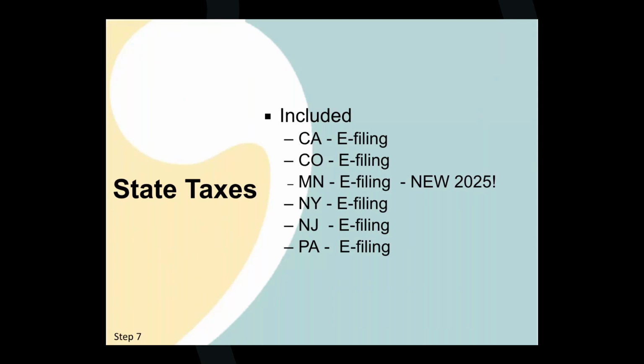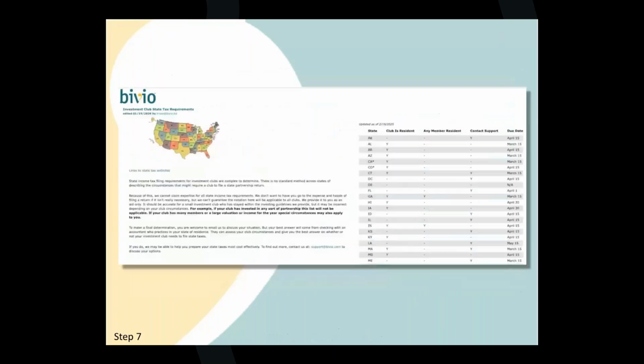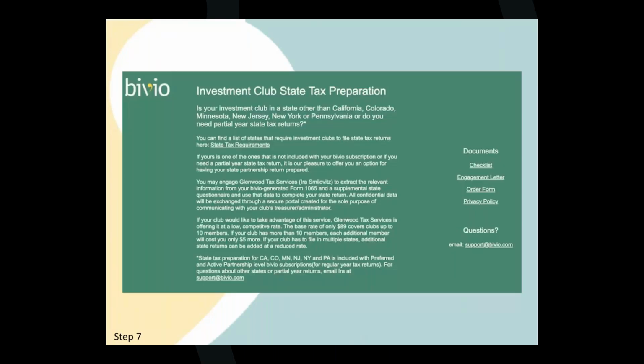For other states, we offer you a cost-effective option for having your state tax forms prepared. If you go to our Club Cafe page, you'll find 2 links on the right side that discuss state tax filing. The first will take you to this page with a table showing state tax filing requirements for each state. Use this to determine if your club has any state filing requirements. And the second link on the Club Cafe page will take you to this page, which describes a tax service option we offer and recommend if you need state taxes prepared and your state is not one of the 6 included in bivio.